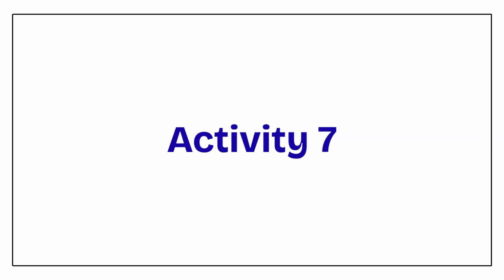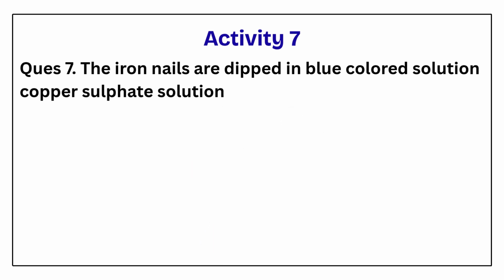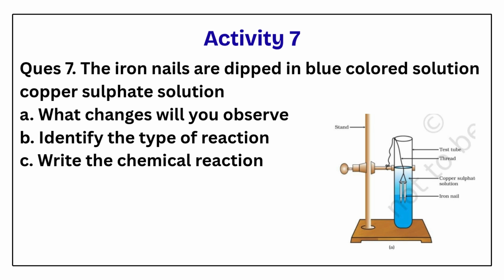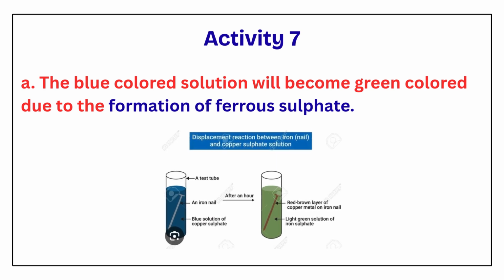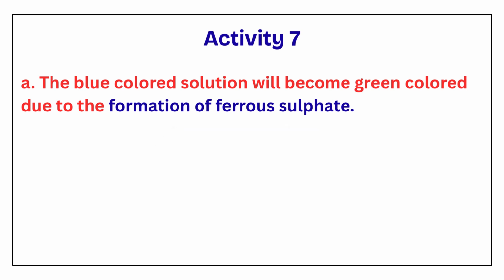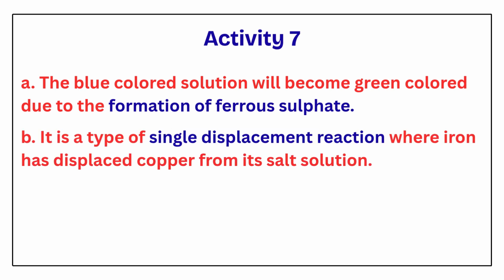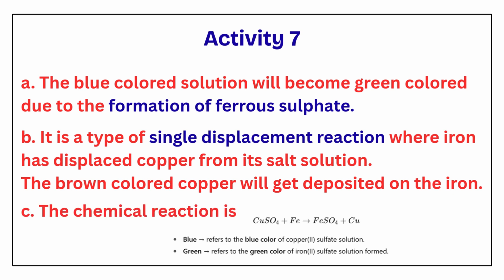The next very important activity is of the iron nails when they are dipped in the copper sulfate solution. They ask you, what changes would you observe? So the first change that we will observe is that the blue colored solution of copper sulfate will become green colored due to the formation of ferrous sulfate. It is a type of single displacement reaction where iron has displaced copper from its salt solution. The second observation would be that brown colored copper gets deposited on the iron. The relevant chemical equation related to this activity is given below.